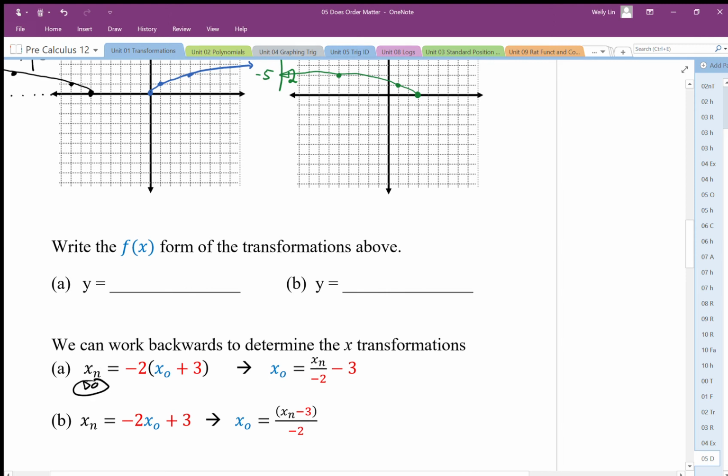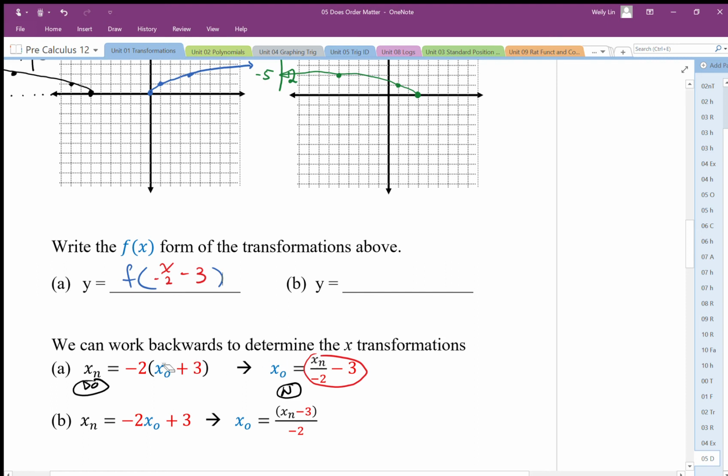I undo everything, so I solve for the other x, and this now becomes my notation. So this is what I'm going to put into my function notation. Okay, so when I write my f of x, it's going to look like this. f of x, and my notation is going to be all of this in here: x over negative 2 minus 3. So having this understanding of when to undo things and when to do it backwards, going from notation to the description or the description to the notation, that's the only time the backwards happens.